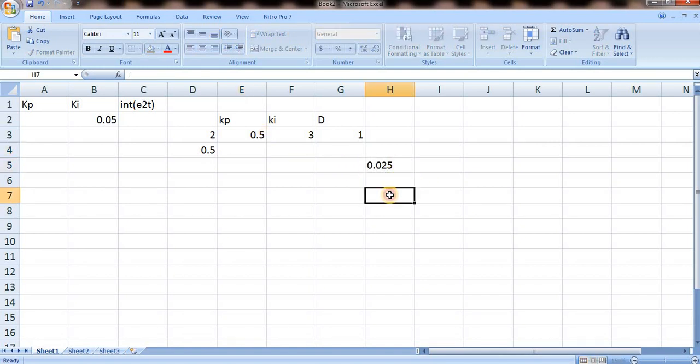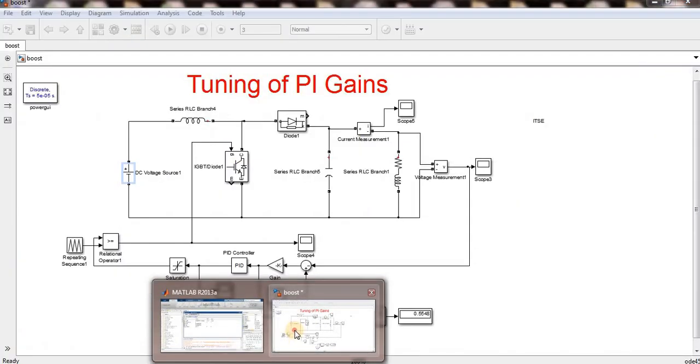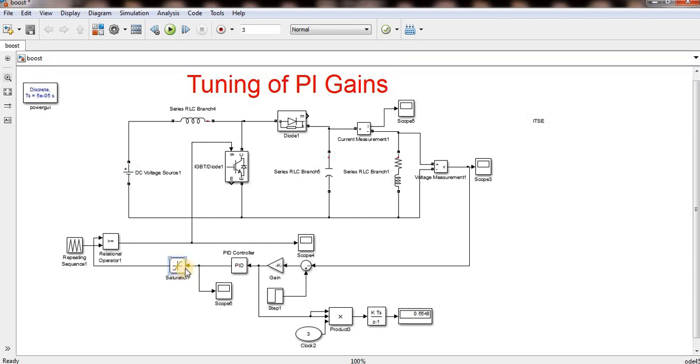So 0.025 plus 3 into integration. 3 into integration means 3 into the previous value. What is the previous value? It is 1, so 3 into 1. So my output is now 3.025. With this duty cycle, but the maximum duty cycle I kept at the saturation value, so it will come as the maximum duty cycle of 1.